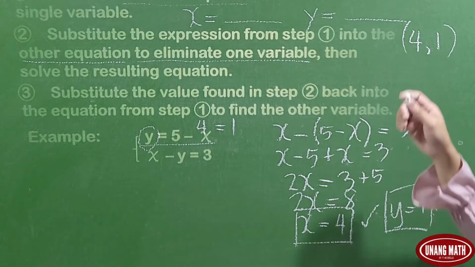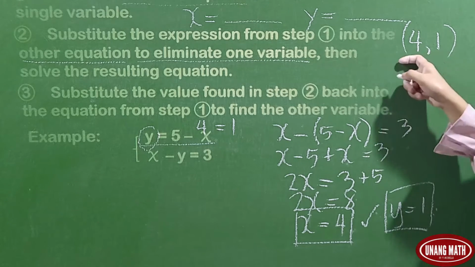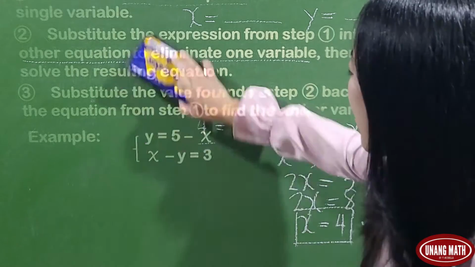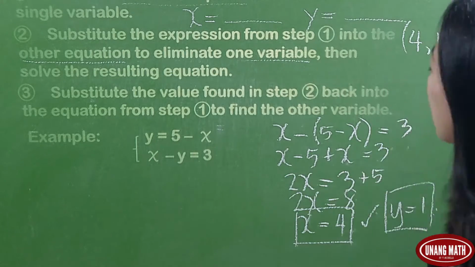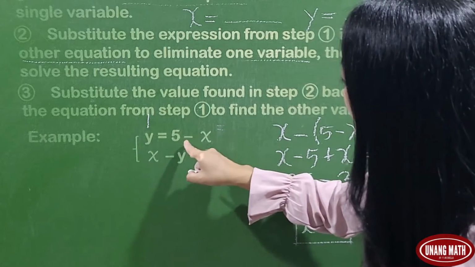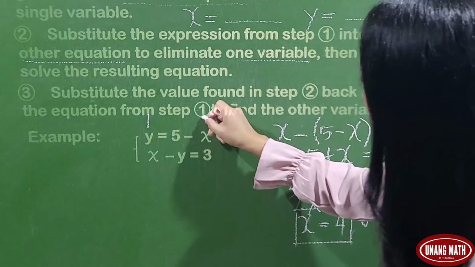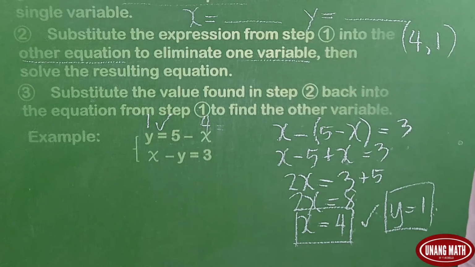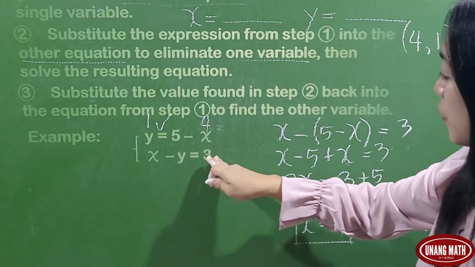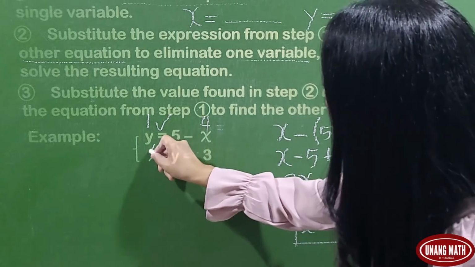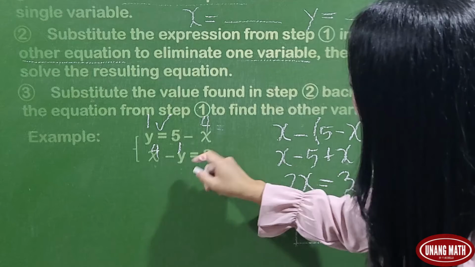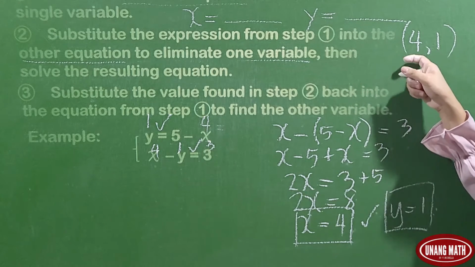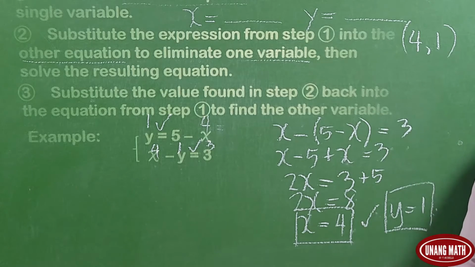Okay, if we are going to check, we are just going to substitute these values in these equations. Let's do that. y is equal to 5 minus x. y is 1. 5 minus x is 4. So 5 minus 4 is equal to 1. So this is correct. What about x minus y is equal to 3? x is 4, y is 1. So 4 minus 1 is equal to 3. So this is also correct. So the solution is 4 and 1.